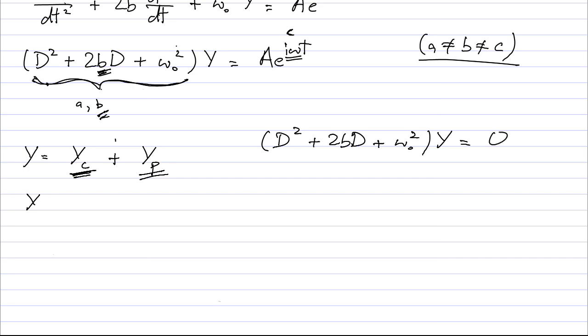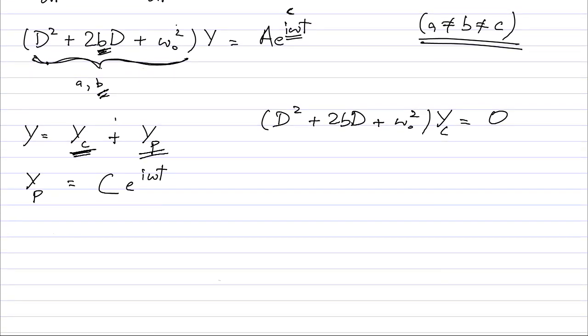Okay, and I've already done this in the previous set of videos. So to find YP, I assume solutions of the form this thing, because I'm dealing with this case. Okay, and I just substitute this back into the differential equation, and I work out what C should be.